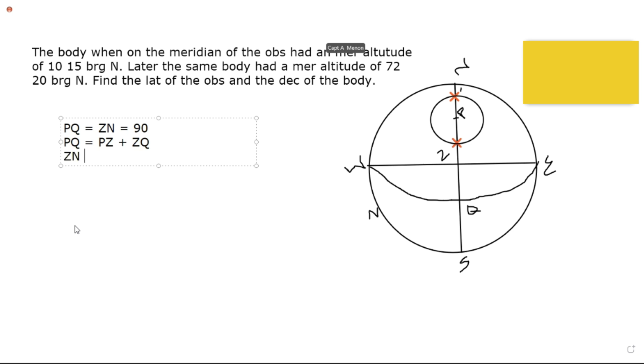Zn is equal to Pz plus, therefore, thus Pz plus Zq is equal to Z plus Pn.